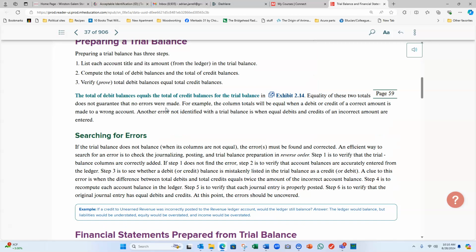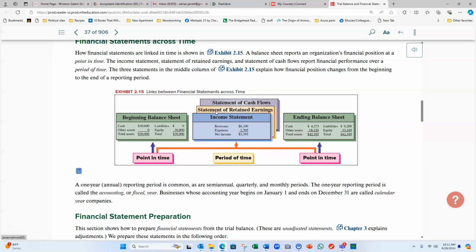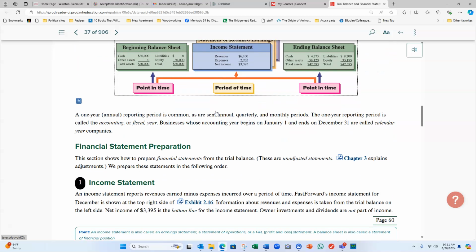Preparing a trial balance, we did that. Searching for errors. Financial statements. The first thing we do is the income statement. Statement of retained earnings is the second thing we do. And then we do the balance sheet, the ending balance sheet. So we have the beginning balance sheet with just assets, liabilities, and equity. We have the income for the current year, the retained earnings, statement of cash flows, and then the ending balance sheet. The statement of cash flows is the last one, so it goes in this order: income statement, retained earnings, balance sheet, cash flows. That's the order of this financial statement preparation.